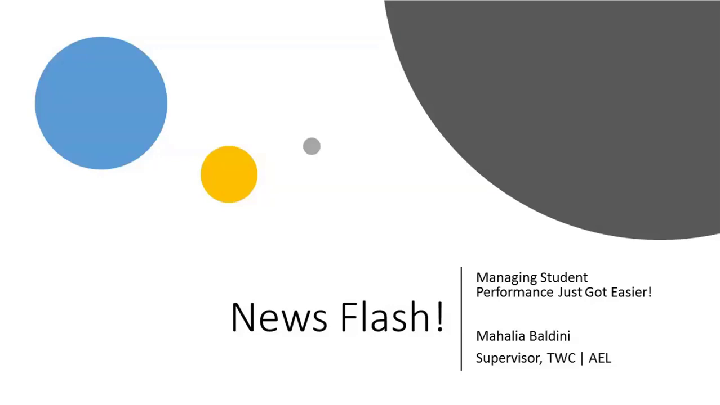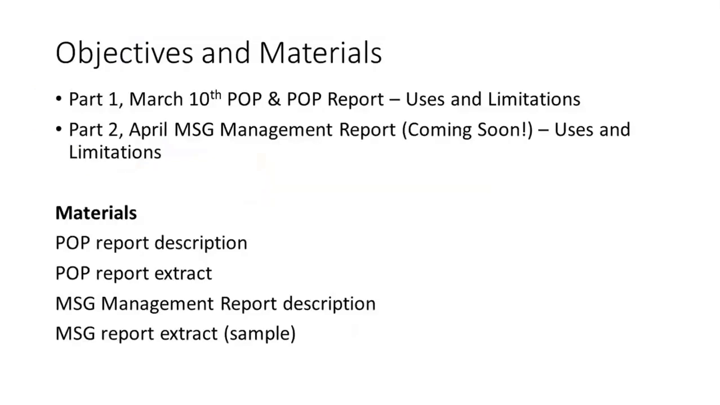So just some objectives and materials for today. As Krista mentioned, this is going to be part one of a series that I'm doing. Part two will be in April. Today we're going to be focusing on the period of participation report in Teams and discussing some of the uses and limitations of that report. My goal really is to give you some ways that it can help you in the field, whether you're an administrator or specifically an educator, and a way of looking at student information and correlating that back to some of the performance measures that we have as a state.